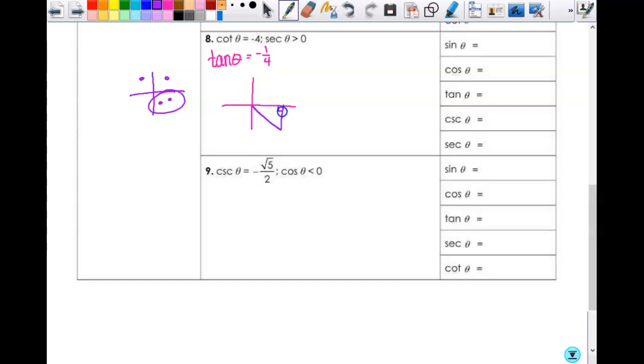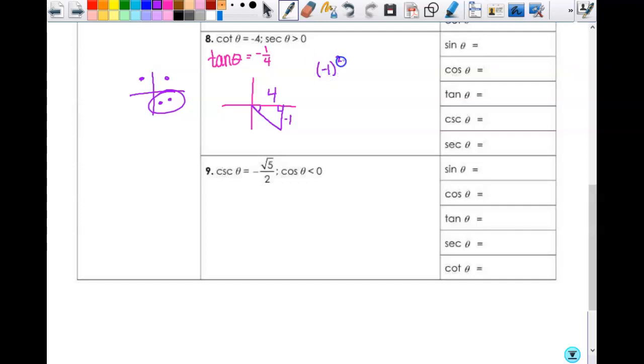Since tangent is -1/4, that's opposite over adjacent. So this is 1, this is 4, and then I have to decide which one of those is negative. The 1, because I'm in quadrant 4, right? If I didn't know what quadrant I was in, I wouldn't know which one would be negative. Then I need to find the radius. Now that you have it drawn and labeled, it's just like the stuff we did on the front.